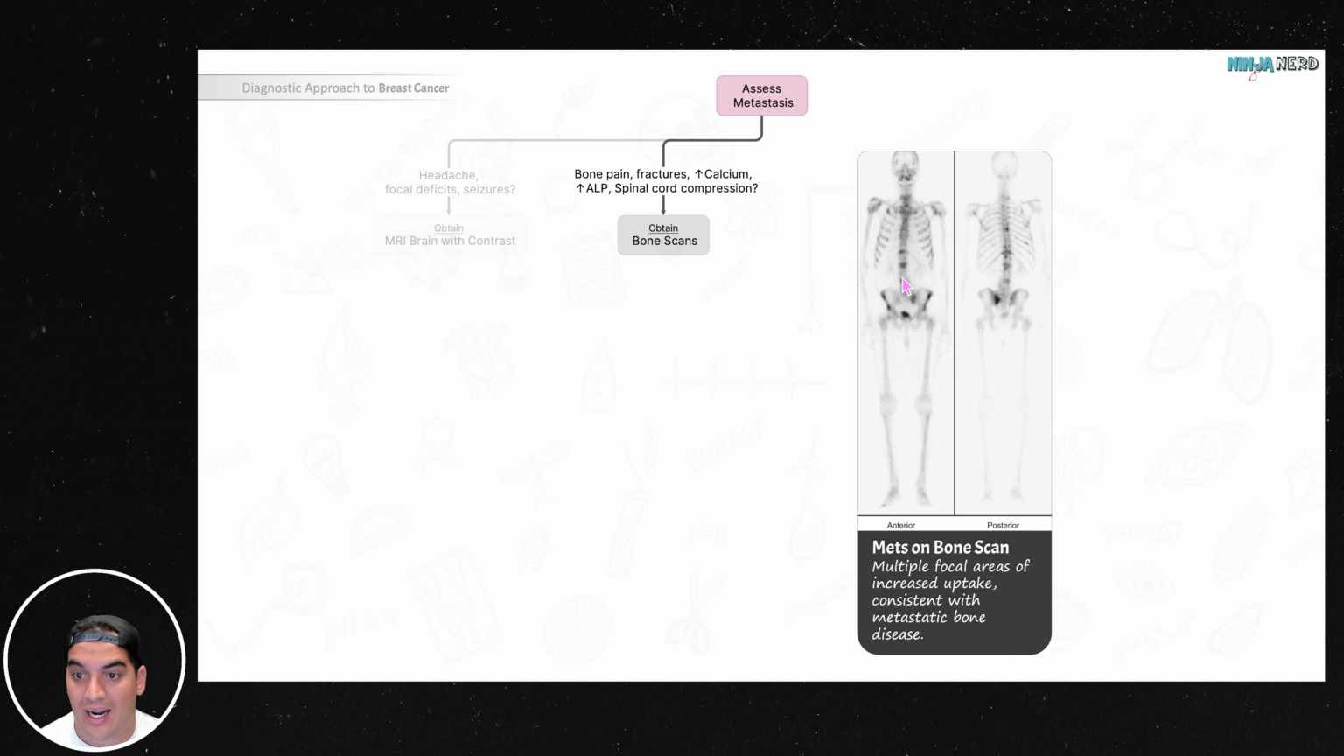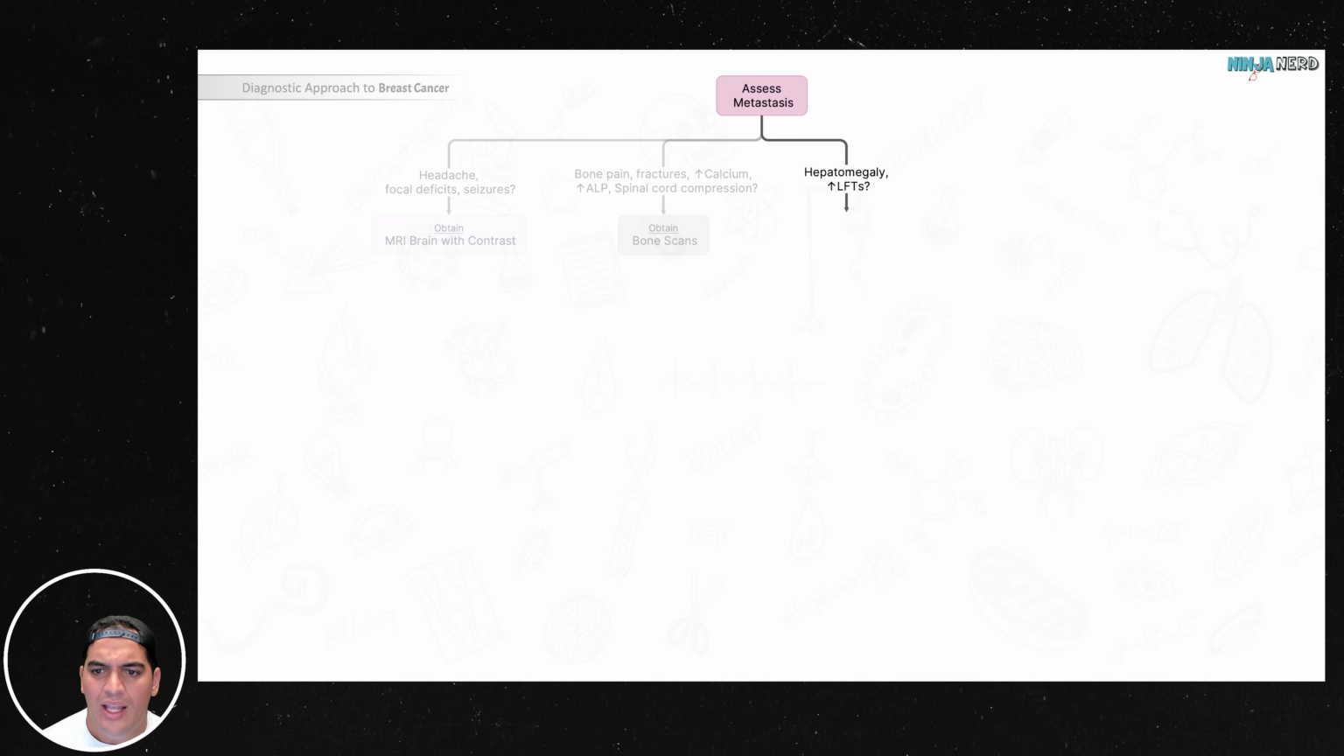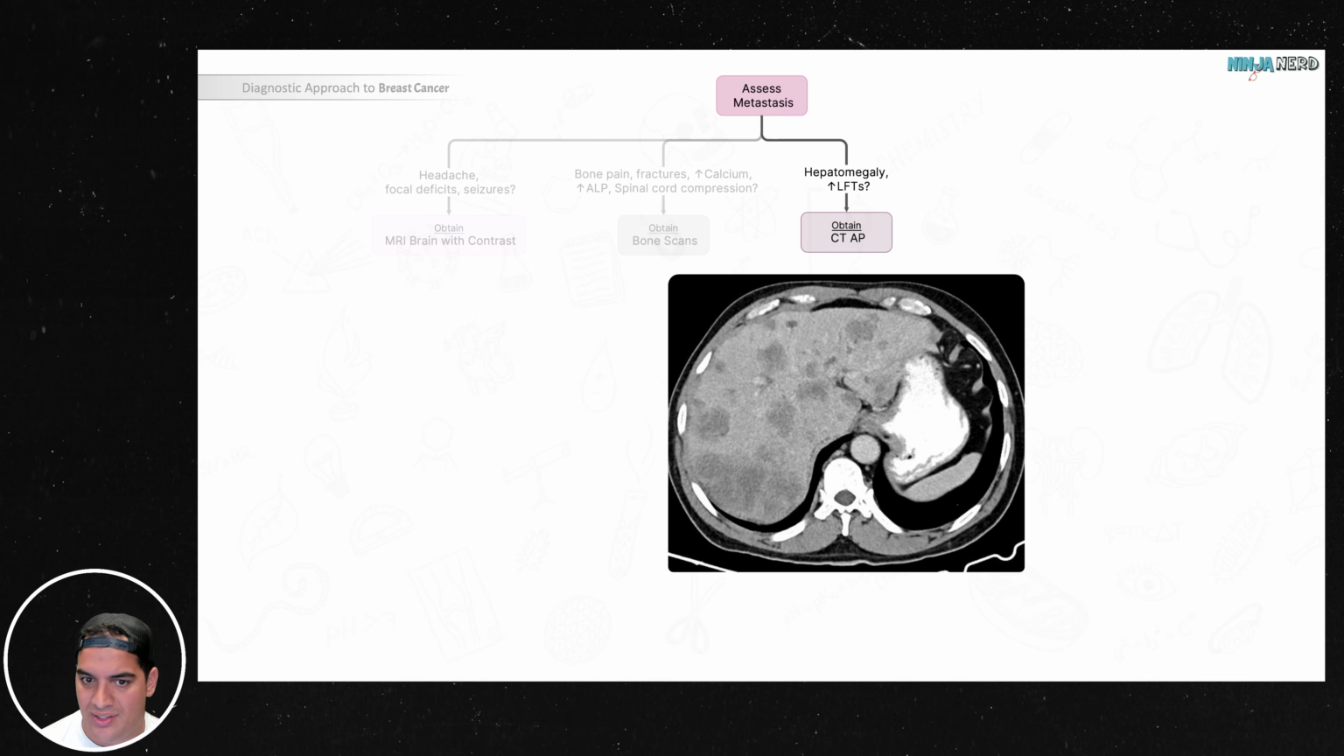Oh yeah, I got multiple areas here in the spine that it's getting taken up from. And that's another common area that breast cancers like to go to, the bone. All right, hepatomegaly, increased LFTs. This is something that's probably not often you're going to see. It's probably incidental that you're getting a CT scan of the patient's chest, maybe their abdomen, their pelvis, and you happen to find some hepatic lesions that could be present.